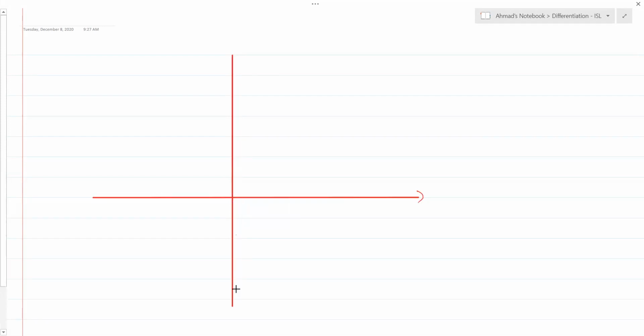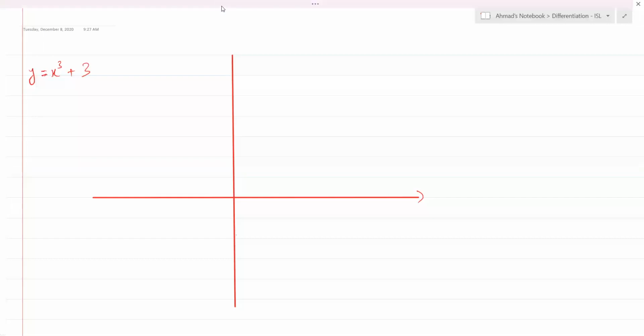Y equals x cube plus 3, let's say. आपके पास ये curve है y equals x cube plus 3. ठीक है? Now, how is this curve going to look like?